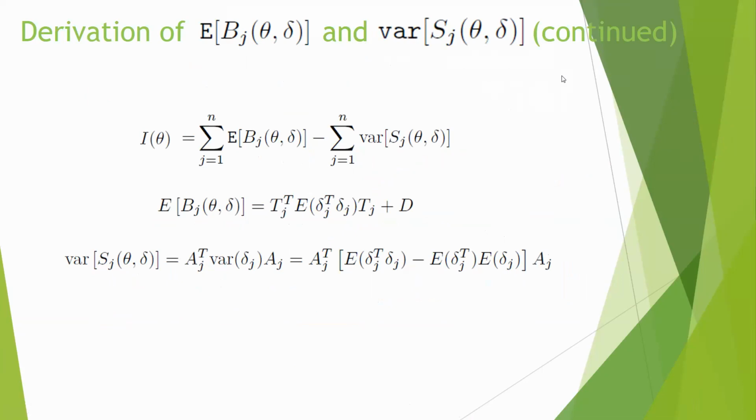And this slide shows you the derivation of how we calculate the expectation of the second derivative, because this is required to calculate the information matrix and subsequently the variance of the estimation.